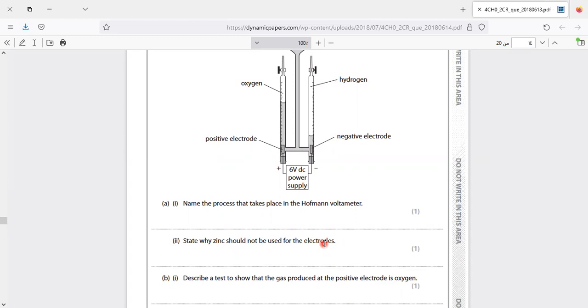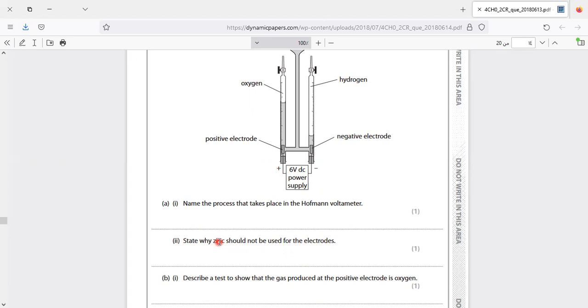Why? Because it's inert and reactive. If it was inert or unreactive, we should use it. But he said we shouldn't use zinc, because it's reactive. Yes, because zinc is reactive.